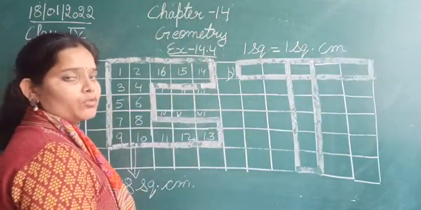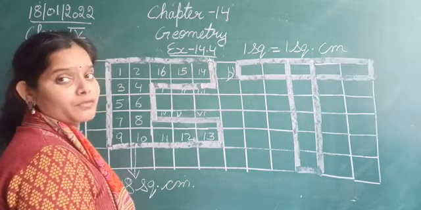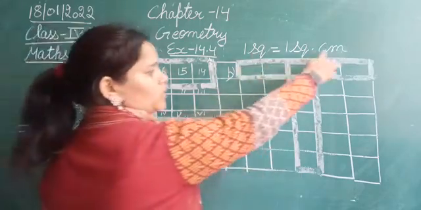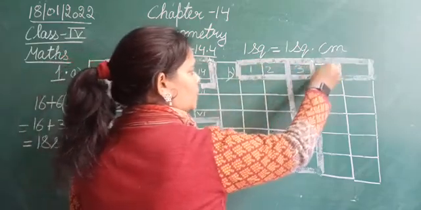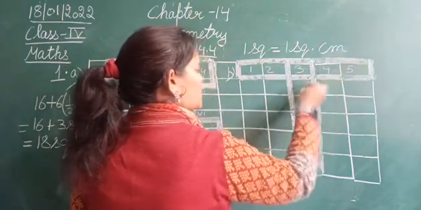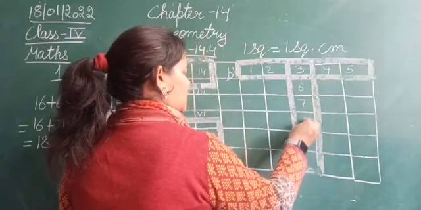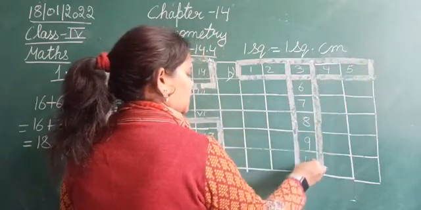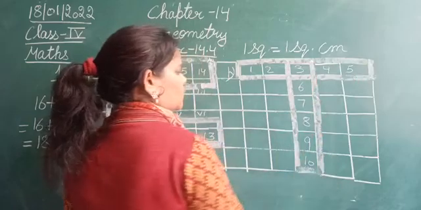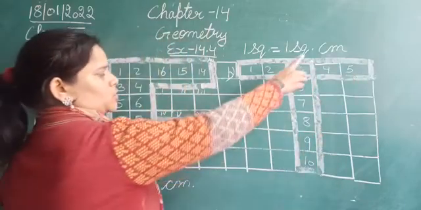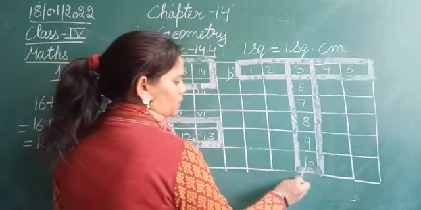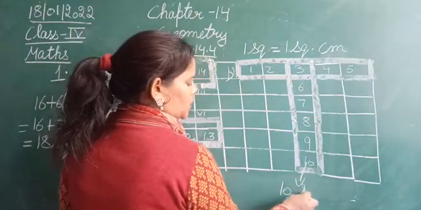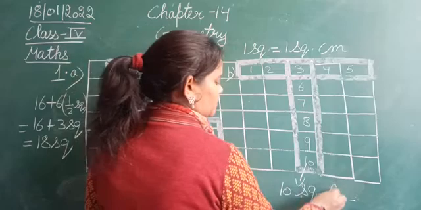Okay, so again what we need to do is calculate the number of squares. One square is equal to 1 square centimeter. So let's count out the number of squares: 1, 2, 3, 4, 5, 6, 7, 8, 9, 10. So 10 squares will be equal to 10 square centimeters. The area of this figure is 10 square centimeters.